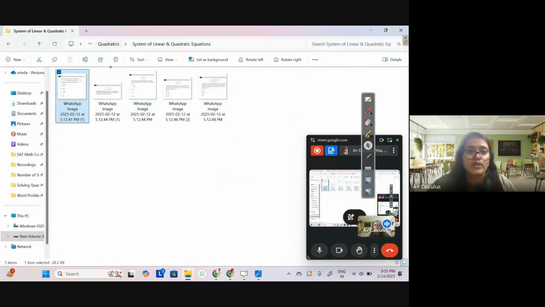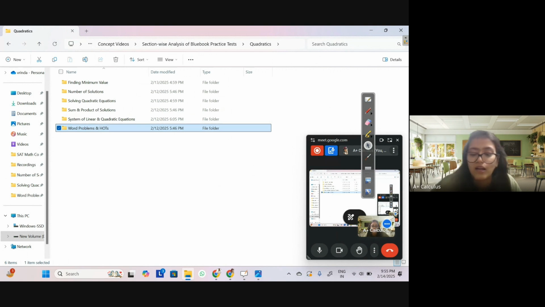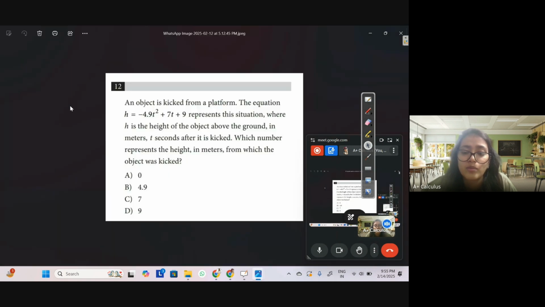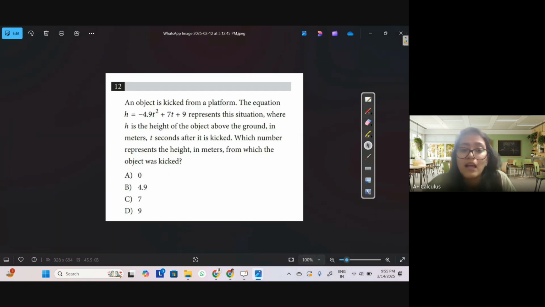Now, the next question type, I have given these question types the name HOTS. HOTS is higher order thinking skills, and some word problems. Now, I saw a word problem in one of the tests, and there are similar word problems available on College Board's official practice questions. So these problems are really easy.